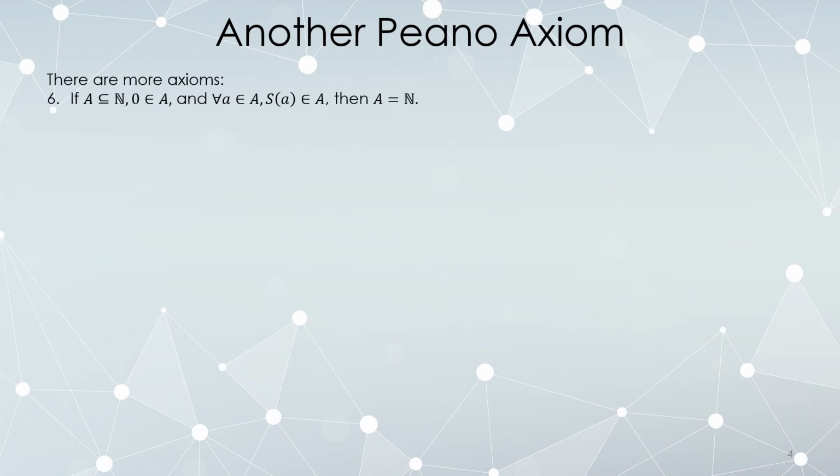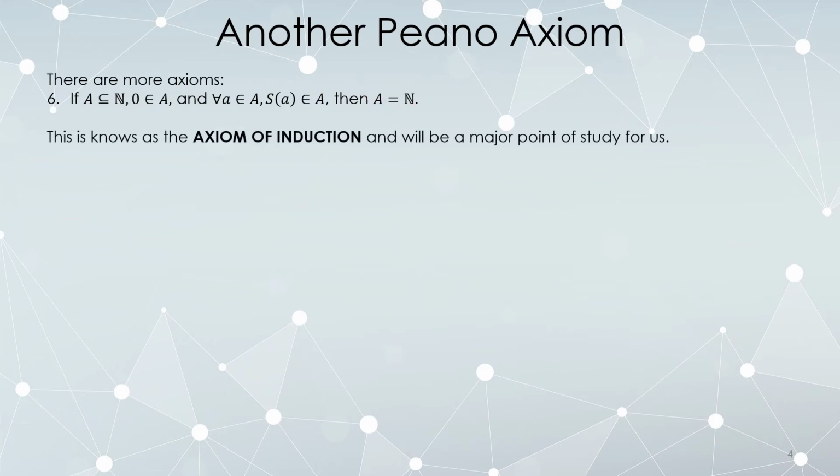So, sixth axiom. This one's pretty important. It says, if you have a subset of the natural numbers, that subset contains 0, and if anything is in the subset, then the successor must be in the subset. So the subset of the natural numbers has 0, and anytime you have a number in the subset, its successor must also be in the subset. We axiomatically say that subset is all of the natural numbers. This is known as the axiom of induction. It's going to be a very important thing for us.